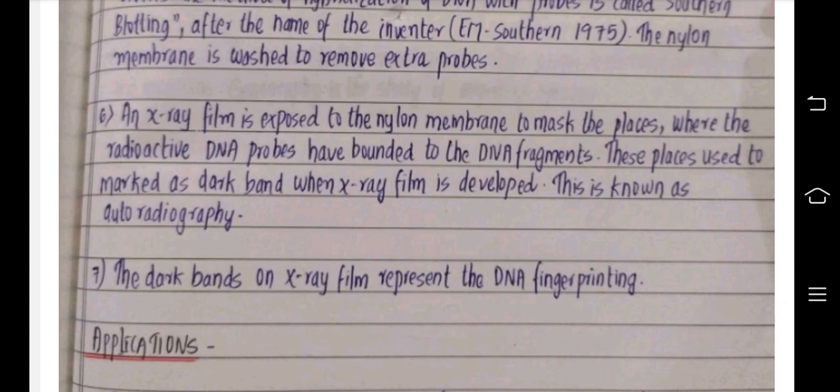And X-ray film is exposed to the nylon membrane to mark the places where the radioactive DNA probes are bound to the DNA fragments. These places are visible as dark bands when the X-ray film is developed. This is known as autoradiography. So the dark bands on X-ray film represent the DNA fingerprinting.